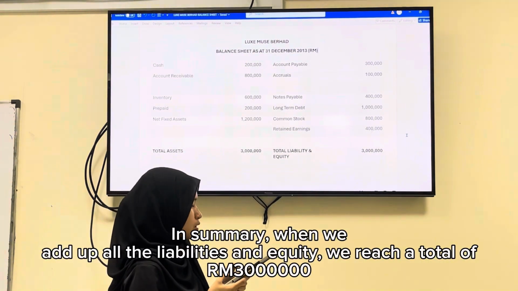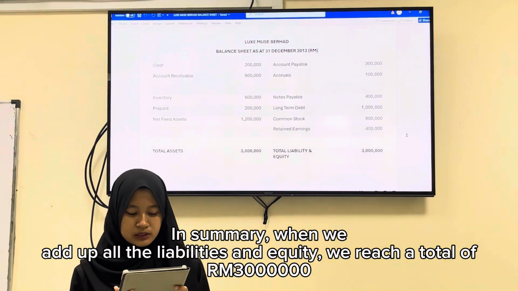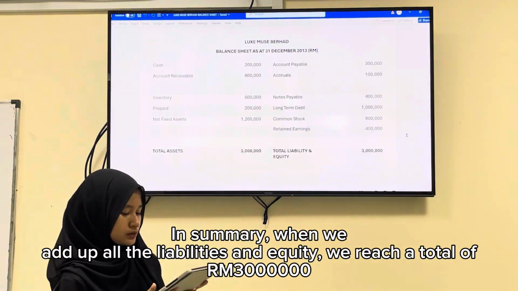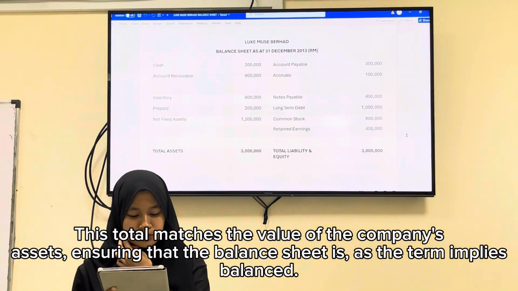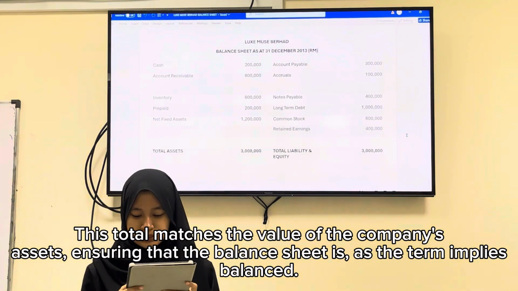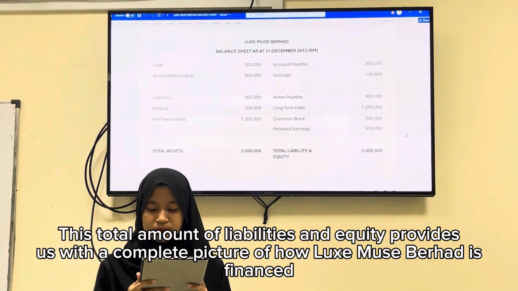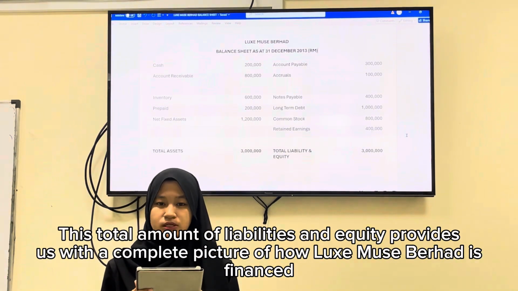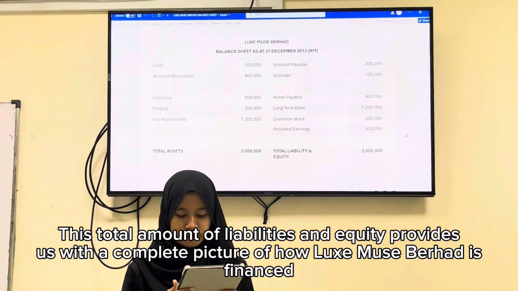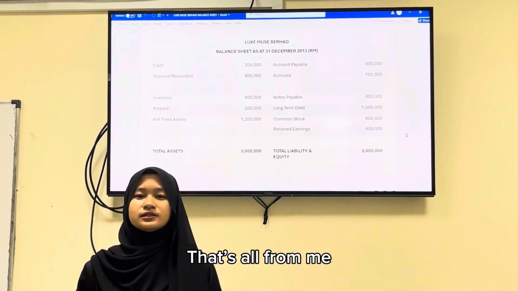In summary, when we add up all the liabilities and equity, we reach a total of 3 million. This total matches the value of the company's assets, ensuring that the balance sheet is, as the term implies, balanced. The total amount of liabilities and equity provides us with a complete picture of how Tuxmus Berhad is financed. That's all from me.